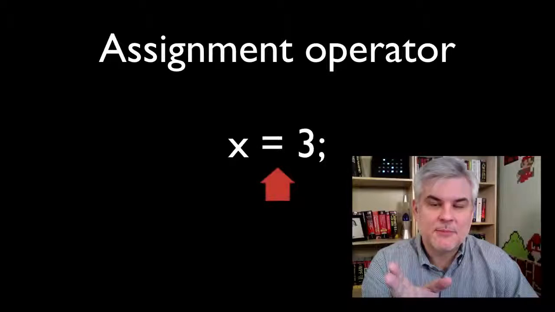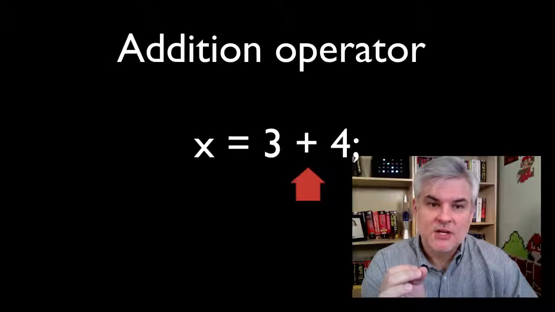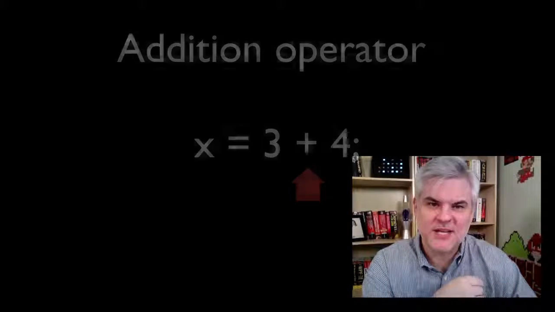This is an assignment operator. We are assigning the value of 3 to the variable x. This is an addition operator, the plus sign. We are adding two values together and then using the assignment operator, the equal sign, to assign that value to x. Okay, but the addition operator, plus sign, makes sense.